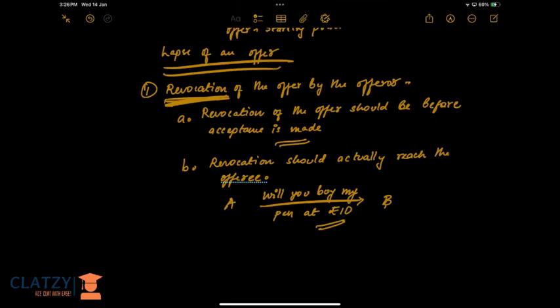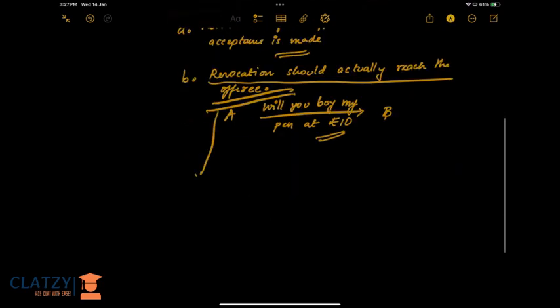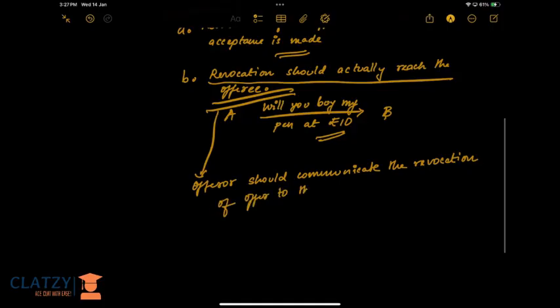Question is, how should this revocation be communicated to B? Or if at all, communication of revocation to B is required. Think about it. Let's say A does not tell B that the offer has been revoked. What happens then? Will the revocation be effective? Logically thinking, it shouldn't be. Because once you make an offer to somebody, if you want to cancel that offer, you will have to communicate the cancellation of that offer also to the offeree. Otherwise, how will the offeree know that this offer no longer exists? Okay. So therefore, revocation should actually reach the offeree, which means the offerer should communicate the revocation of offer to the offeree.